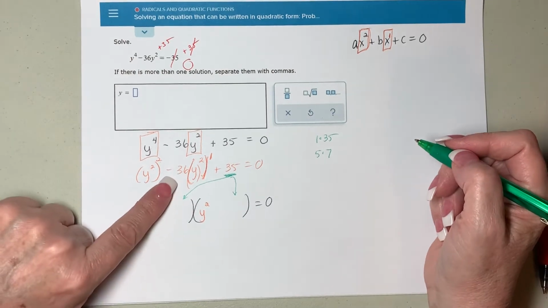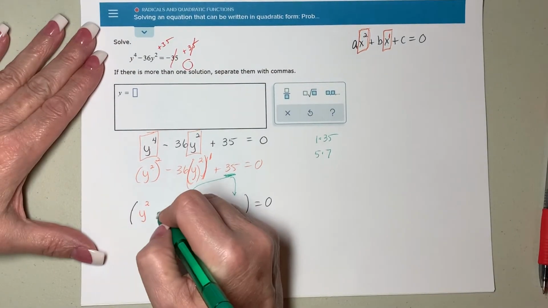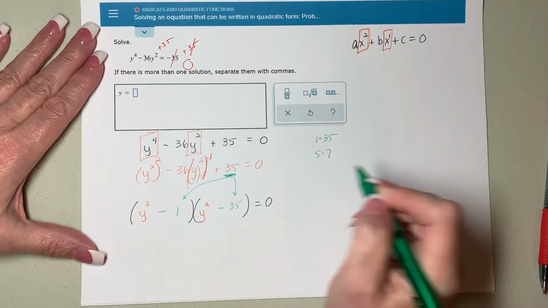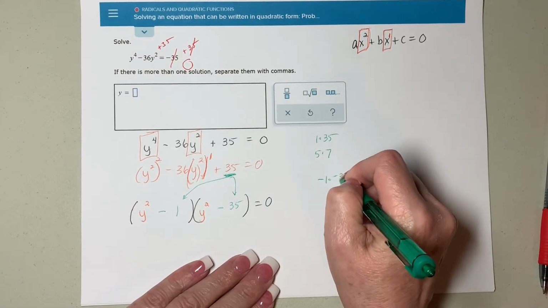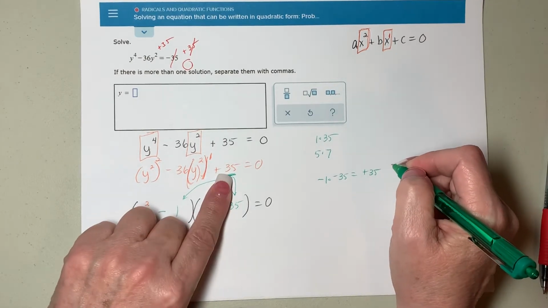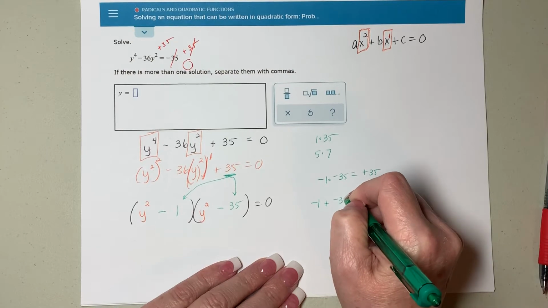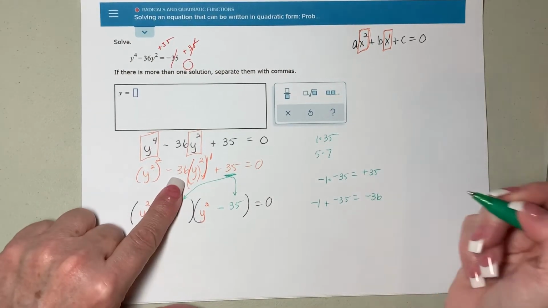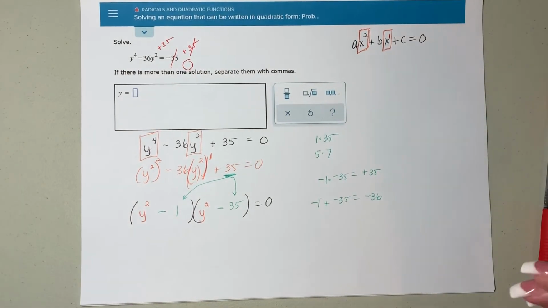But it has to add up to a negative 36. So that's going to have to be a negative 1 and a negative 35. If you take negative 1 times negative 35, that equals a positive 35 for my last term. And if you take a negative 1 and add it to negative 35, that adds up to a negative 36, which is my middle. Because outsides and insides you have to add up.